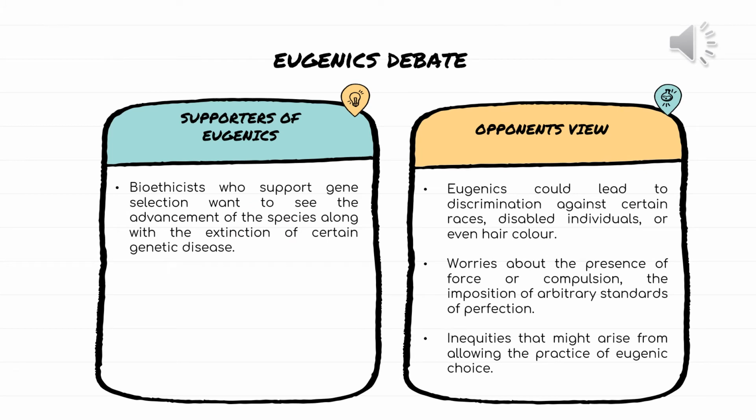The current debate on the re-emergence of eugenics is worrying, as most of its proponents seem to be urging for gene manipulation for higher intelligence and beauty, while only a few are concerned with its implications. Supporters of eugenics view gene selection as a good opportunity to see the advancement of the species along with the extinction of certain genetic diseases, while opponents view that eugenics could lead to discrimination against certain races, disabled individuals, or even hair colors. Besides, they worry about the presence of force or compulsion, the imposition of arbitrary standards of perfection, and lastly, inequities that might arise from allowing the practice of eugenic choice.